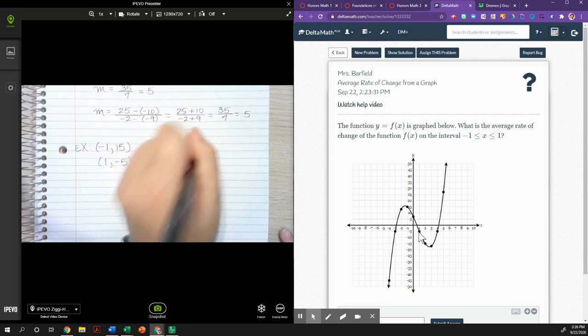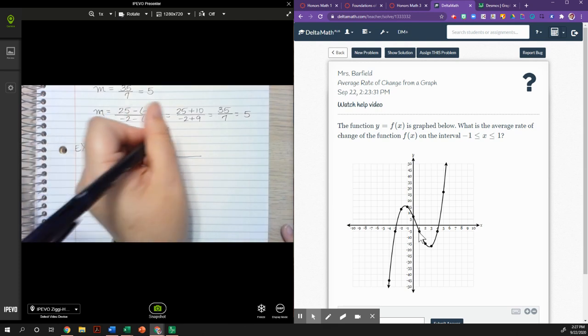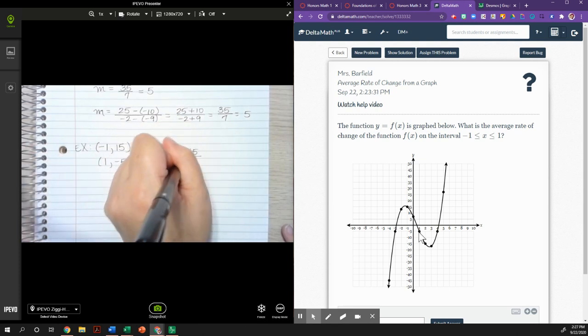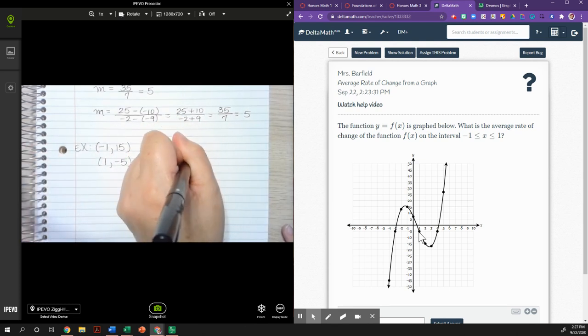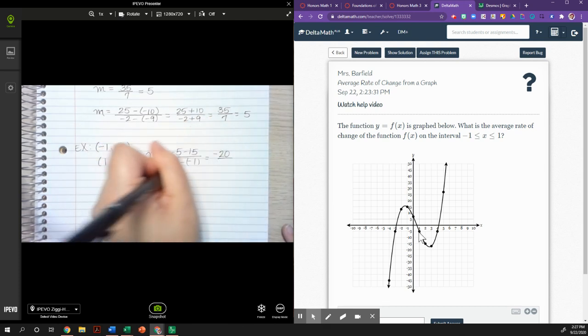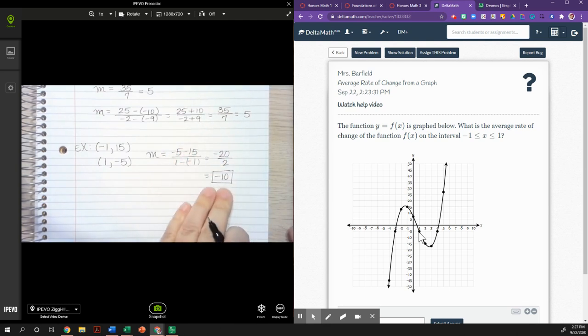So you can see you've really spent the whole day calculating the slope, okay, from different representations. All right, so -5 minus 15 over 1 minus -1. So -5 minus 15 is -20. 1 plus 1 is 2. So my average rate of change is -10.